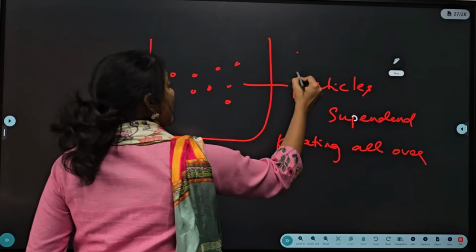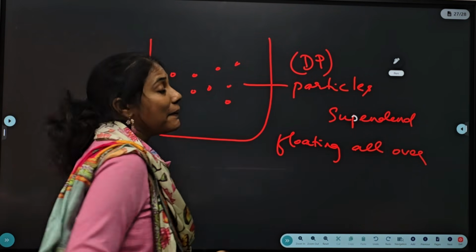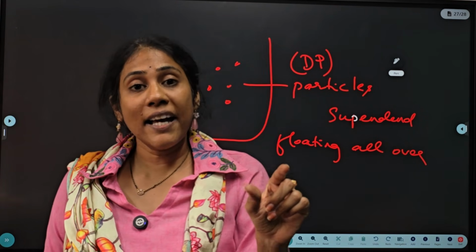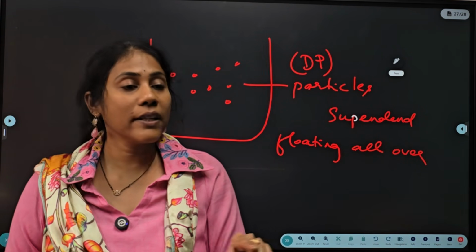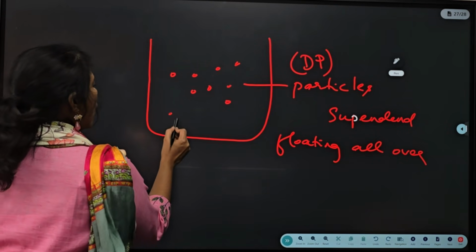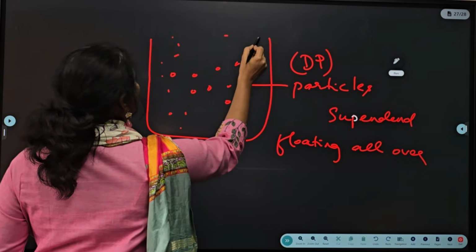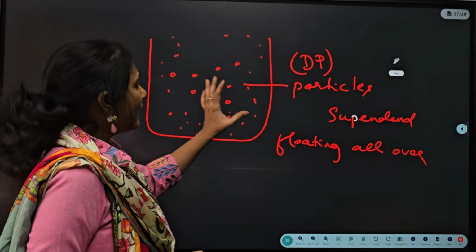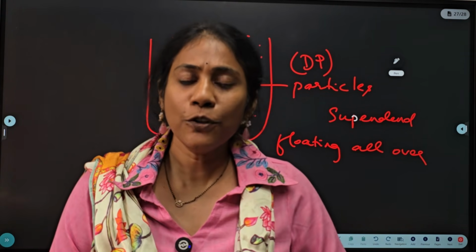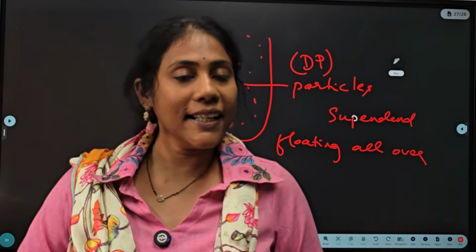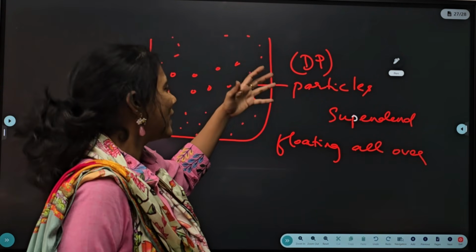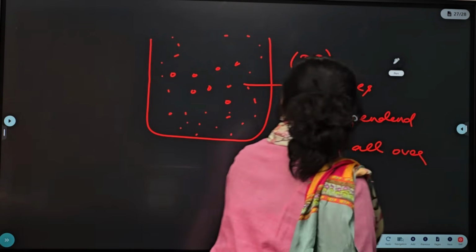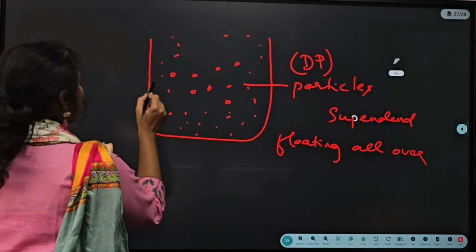So the dispersion phase particles, the DP particles, where DP means dispersion phase here, have a size range of 1 nanometer to 1000 nanometer. These DP particles always keep moving all along the solvent, that is the dispersion medium. They are super active, super busy all the time. They don't want to take any rest. So they keep moving all over. That's what we mean by particles suspended. Now we know the particles are moving everywhere.